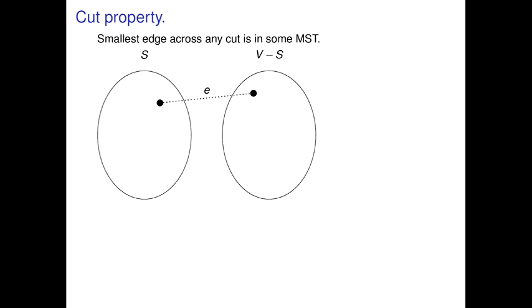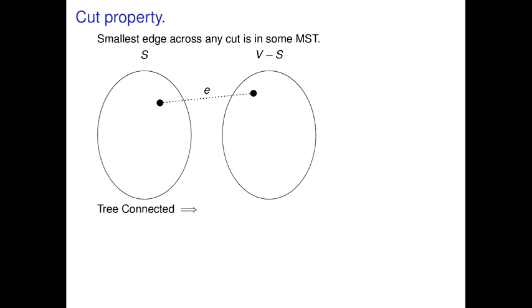Okay? Now you take all the edges that go across this cut, meaning it has one endpoint on one side and one endpoint on the other side. Okay? So now you take the minimum weight edge across this cut, the smallest weight edge. Okay? And now we're going to say the smallest weight edge is in some minimum spanning tree. Okay? That's what we're going to argue. That's the property we want to argue.